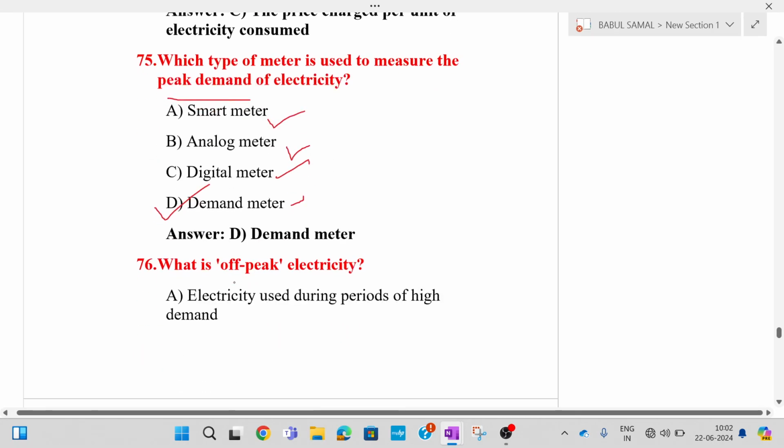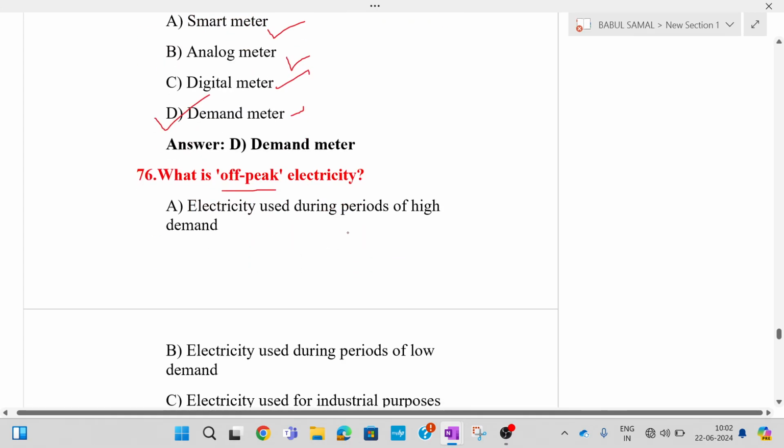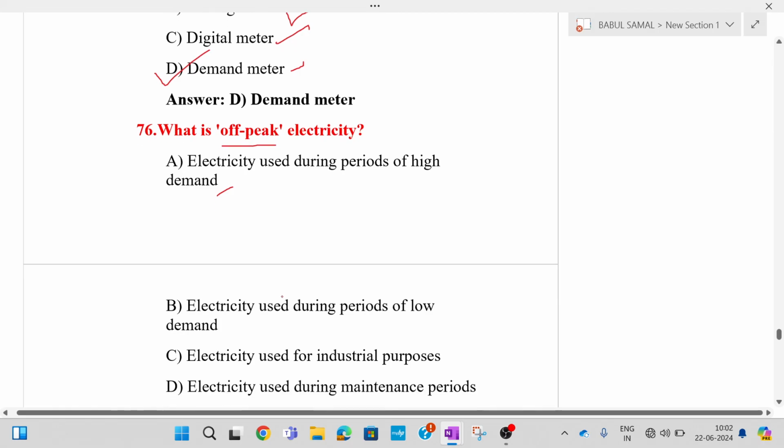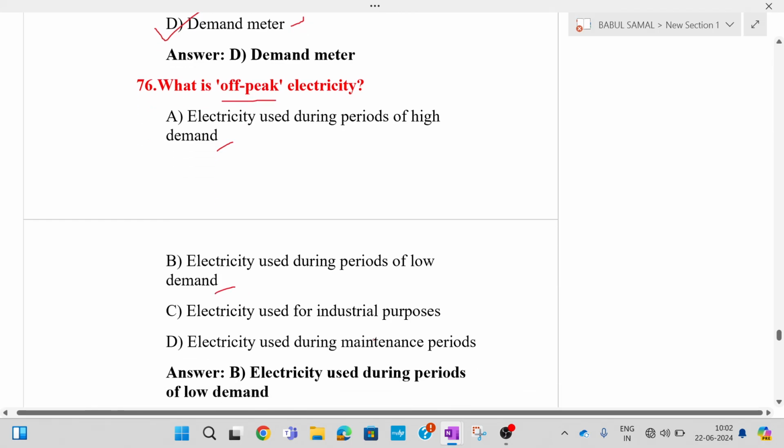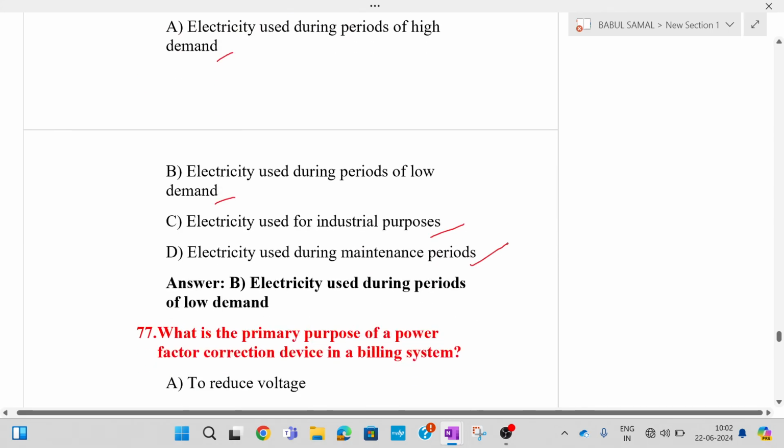Next question. What is off-peak electricity? Very important. What does off-peak electricity mean? Electricity used during periods of high demand, electricity used during periods of low demand, electricity used for industrial purposes, electricity used during maintenance periods. So the correct answer for this question is electricity used during periods of low demand.